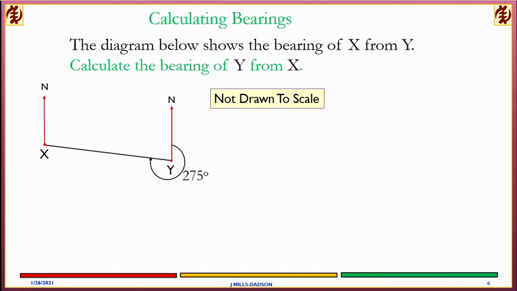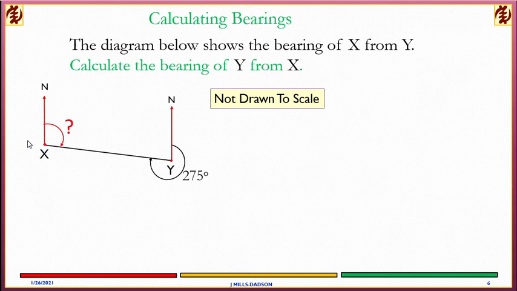Next question. The diagram below shows the bearing of X from Y. Calculate the bearing of Y from X. So from X to Y, that's what we are looking for. We go to X, that is X. We just need to measure this angle. Calculate this angle. That's what the requirement is.